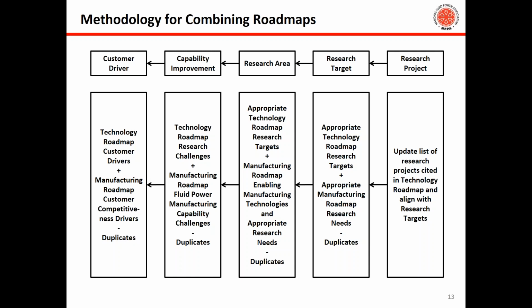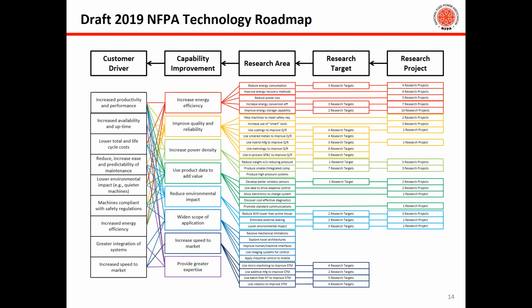And with regard to implementing that, I've got both good news and bad news for the committee. The good news is we've already done it. So here is a snapshot of all of that work I just described being completed. We're calling this a draft of the 2019 NFPA Technology Roadmap. It's been created using the definitions and methodology that I just tried to describe. You can see that it contains 9 customer drivers that are connected to 8 capability improvements, that are connected to 32 research areas, which are connected to 59 research targets and 54 research projects. So that's the good news.